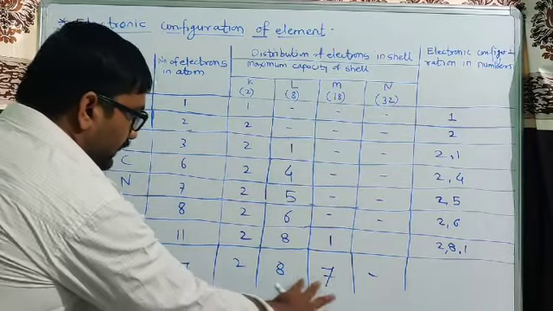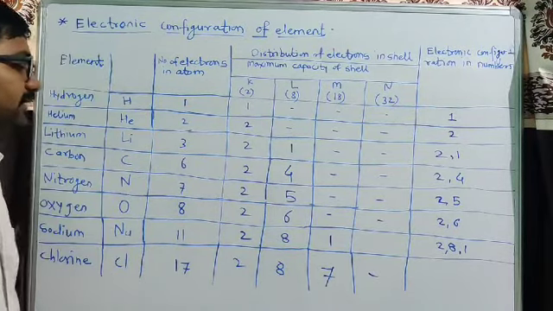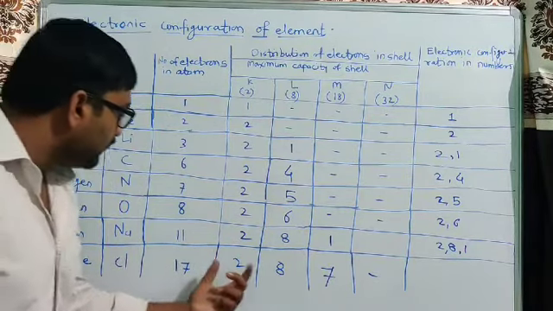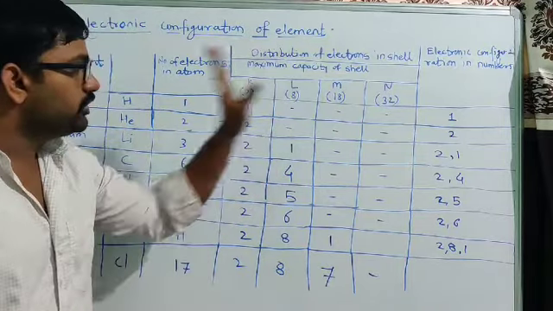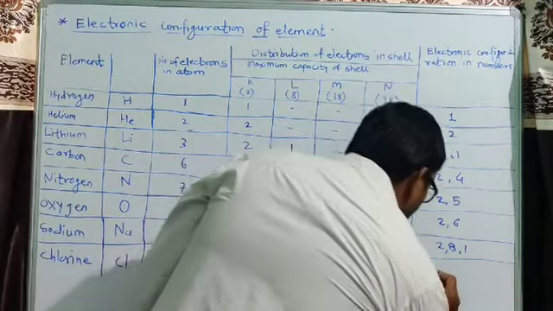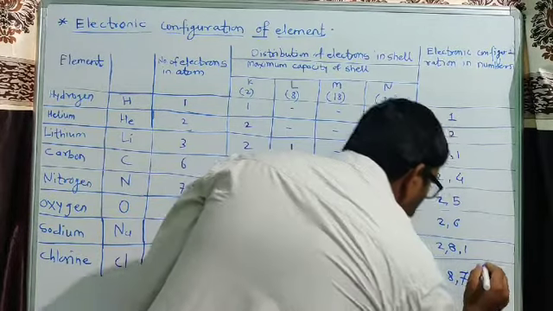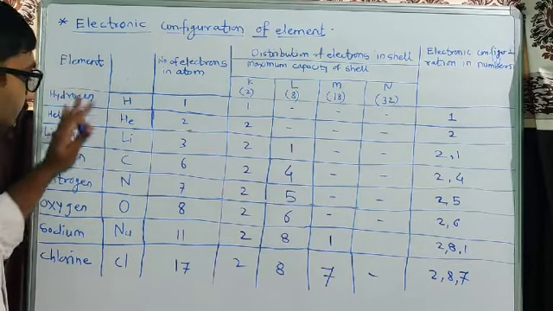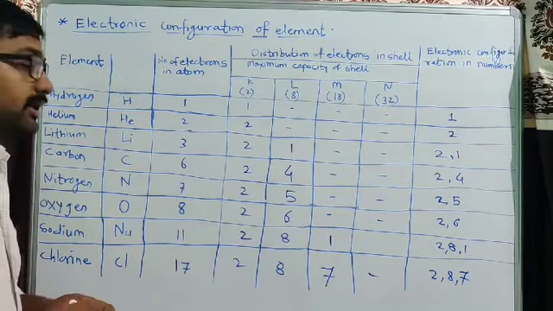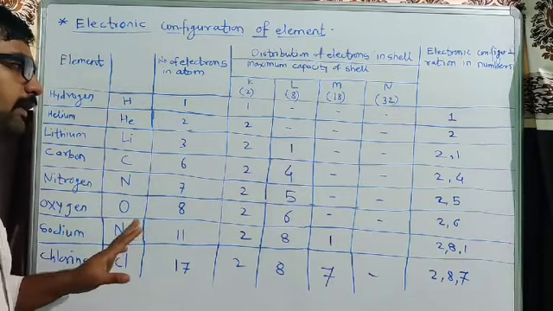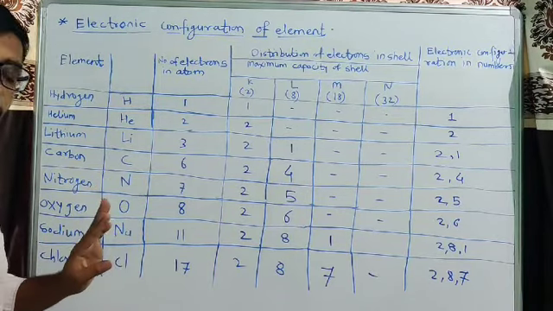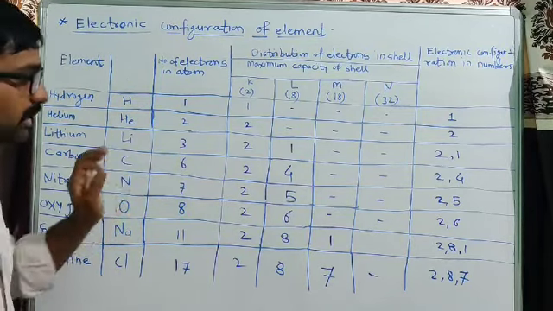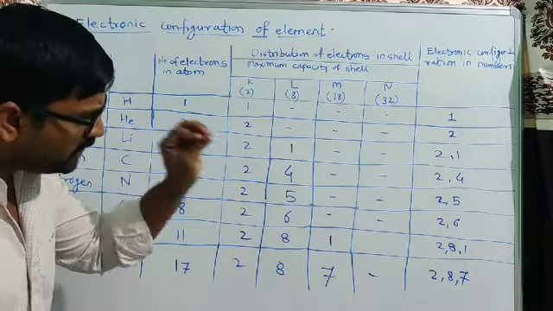So 2 and 8 is 10, 10 and 7 is 17. These 17 electrons are arranged in the atom shell-wise, so the electronic configuration in numbers will be 2, 8, 7. This is how we have to write the electronic configuration of elements. If any element is given and you know the number of electrons, you can write its electronic configuration very easily.